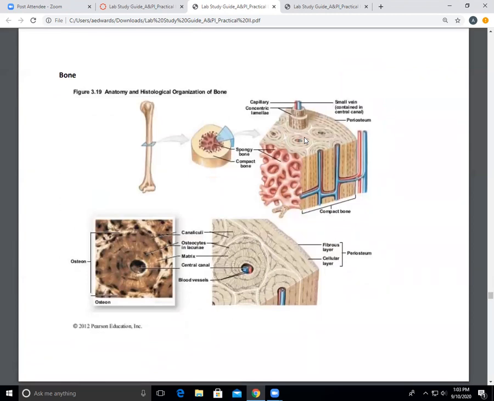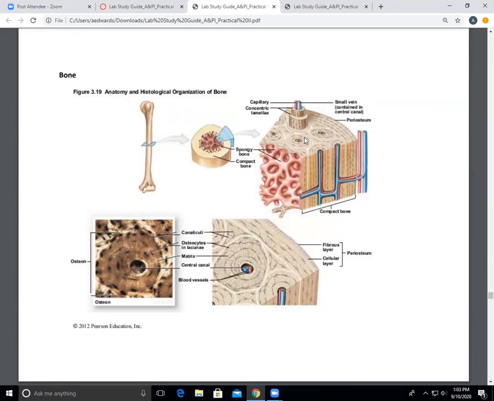The other kind of supportive connective tissue is the bone. So if we do what kind of plane is this? Remember? Transverse, right? Cut through. Look at the inside of the bone, cross section.